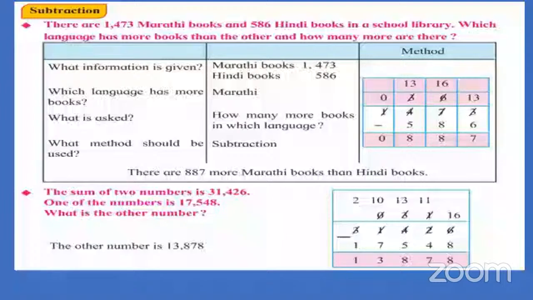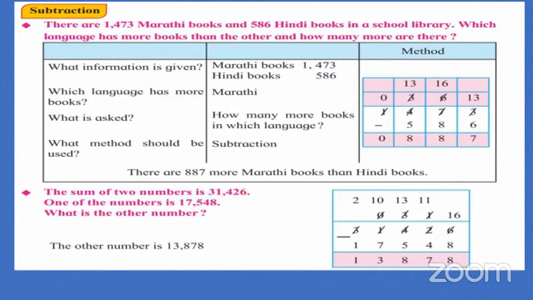See, now here some information is given. Marathi books and Hindi books. And we have to find out which language has more books, and how many more. So once again, I'm going to read that problem. There are 1,473 Marathi books and 586 Hindi books in a school library. Which language has more books than the other? How many more are there? See, that problem is divided into three parts.